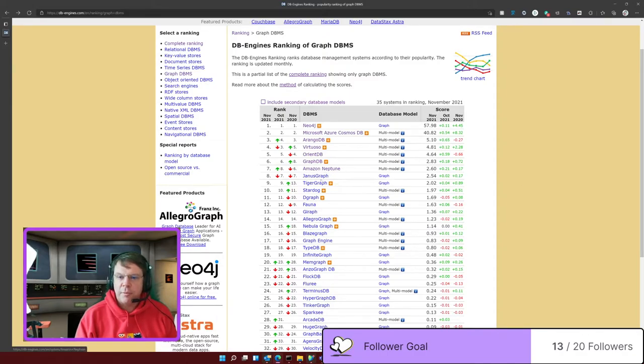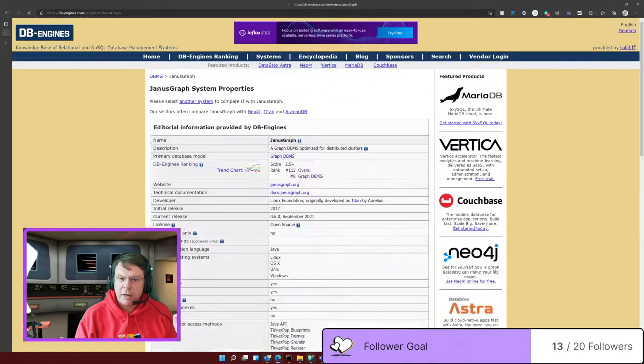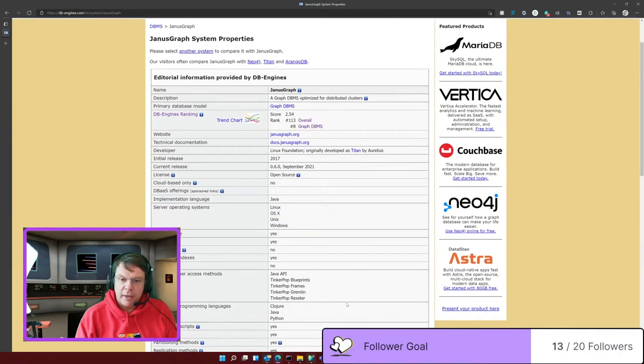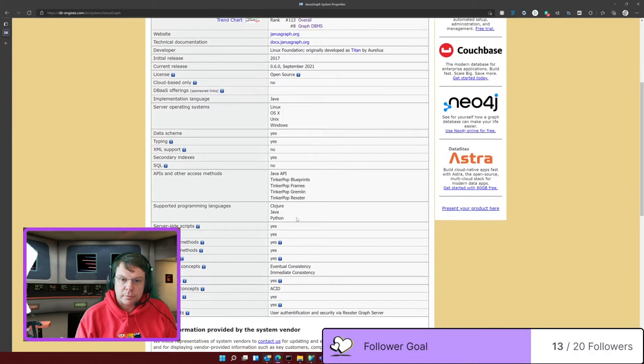So JanusGraph, they've been around a while. They're a native graph. Wow, it's our first native graph that we've hit since Neo4j. That kind of excites me. They are open source. They've only been around a little while, so 2017. That's pretty young. They are in Java again, so okay. TinkerPop, so TinkerPop and Gremlin. Much smaller set of supported languages. I mean, they're pretty big ones: Java, Python. Clojure is an interesting choice. Kind of a cool language. Not a massive amount of community support yet.